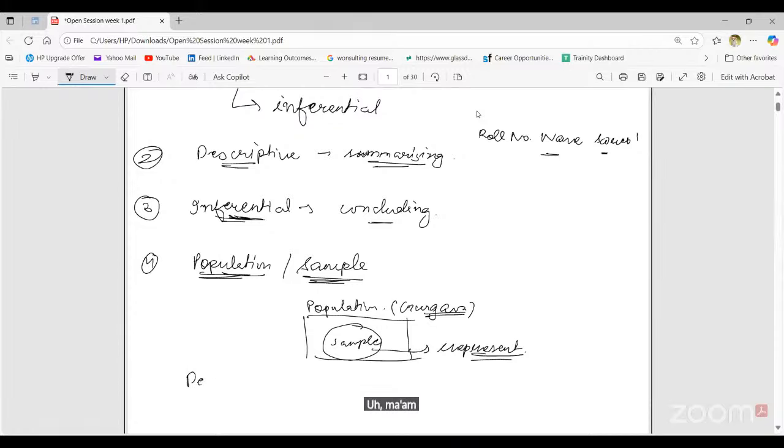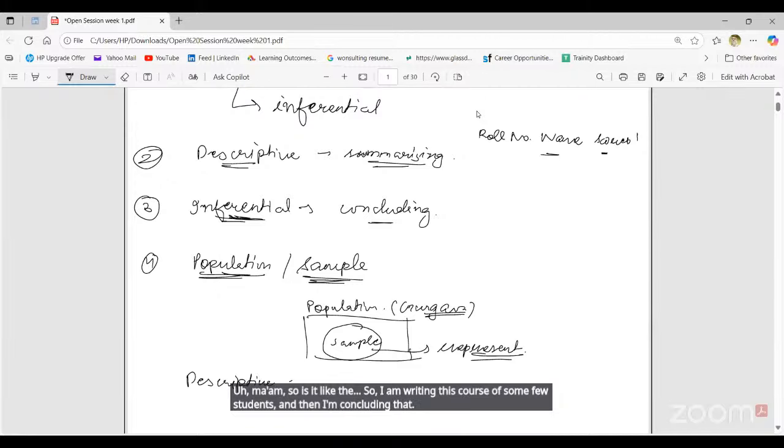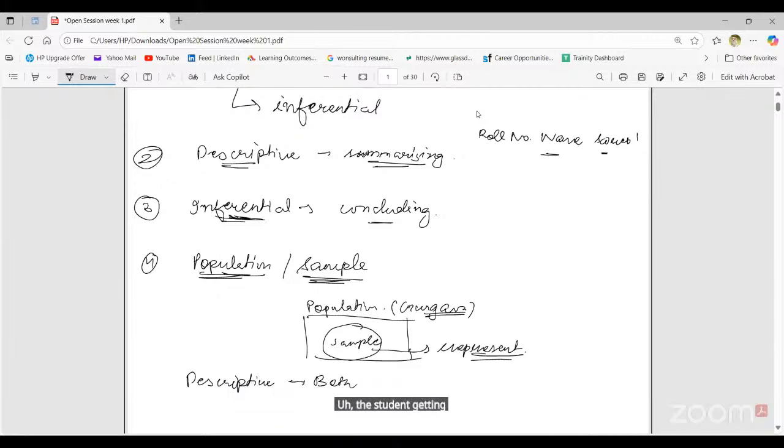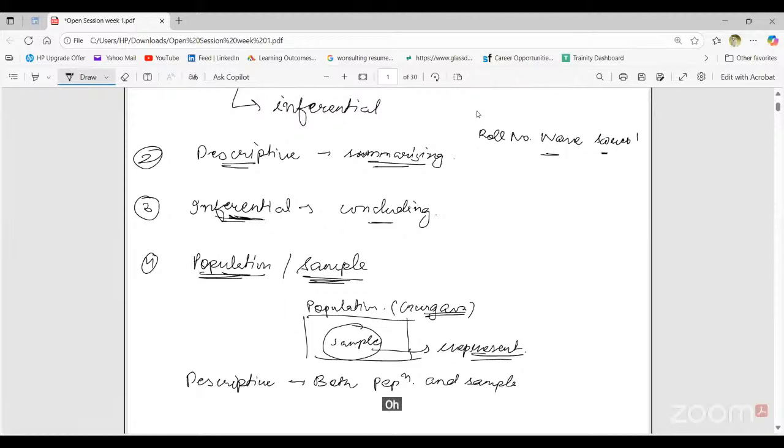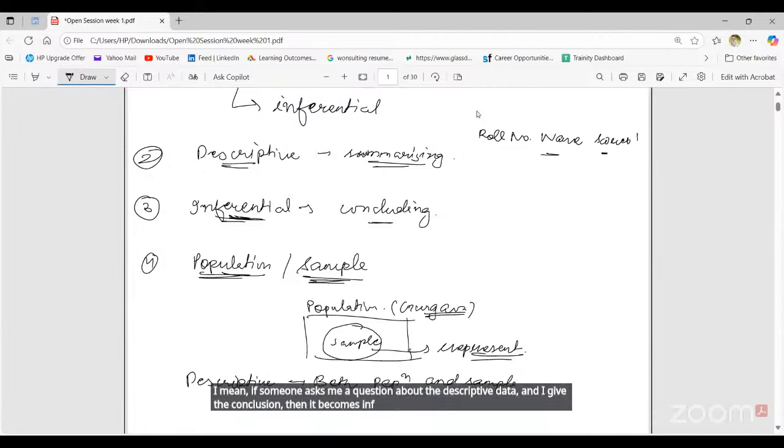Ma'am, so is it like I am writing the scores of a few students and then I am concluding that the student getting better marks in this term is able to get better marks in the next term also? So is it the prediction and the conclusion? Is it the same thing? I mean, if someone asks me a question about descriptive data and I give the conclusion, then it becomes inferential. Is it like that?